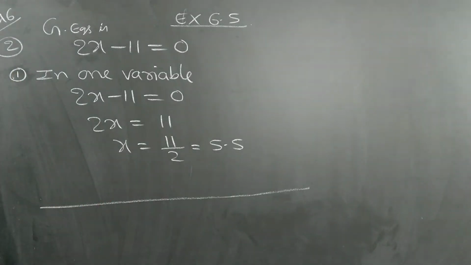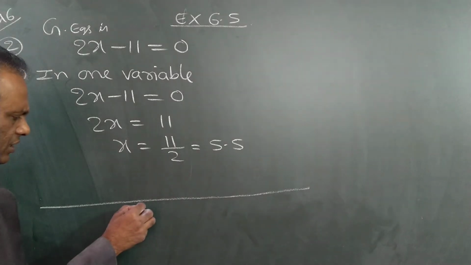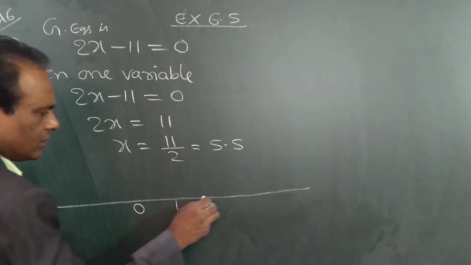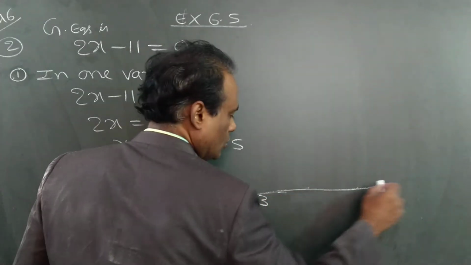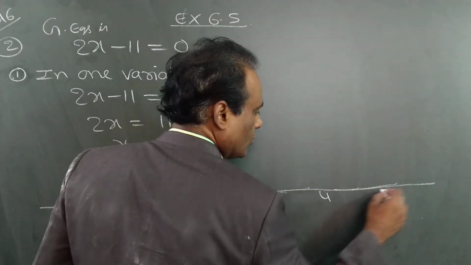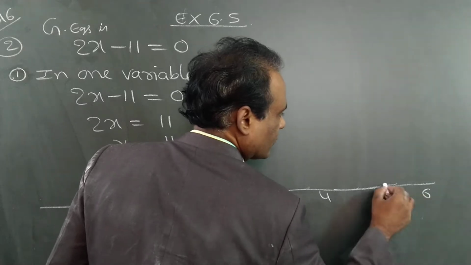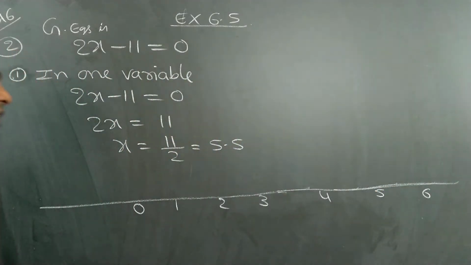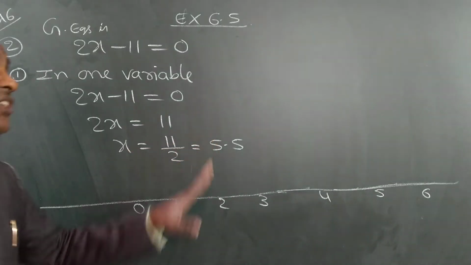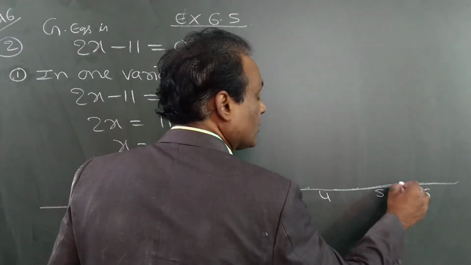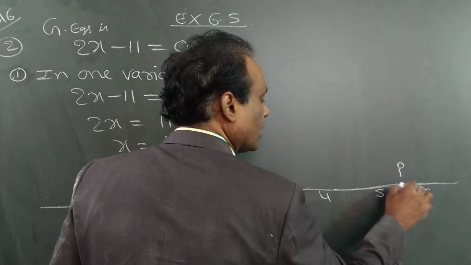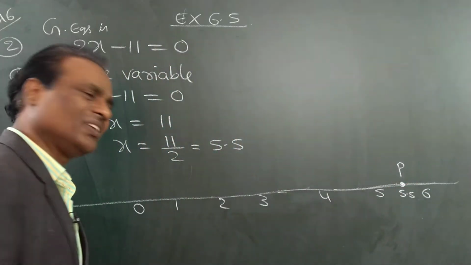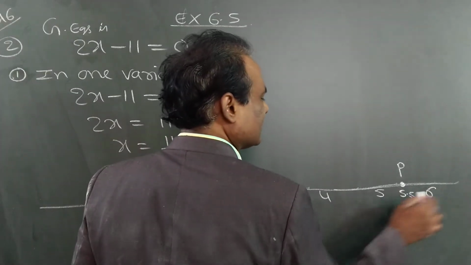Only small problems are there in this exercise. Objective type, like. See here, 0, 1, 2, 3, 4, 5, 6, like this. Our value is 5.5. So this is 5.5. It will be in between 5 and 6. So approximately, that's all.